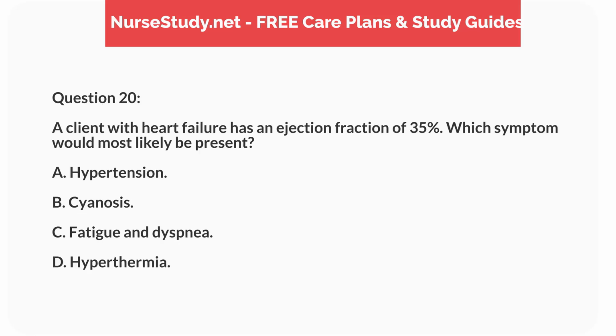Question 20. A client with heart failure has an ejection fraction of 35%. Which symptom would most likely be present? A. Hypertension. B. Cyanosis. C. Fatigue and dyspnea. D. Hyperthermia.